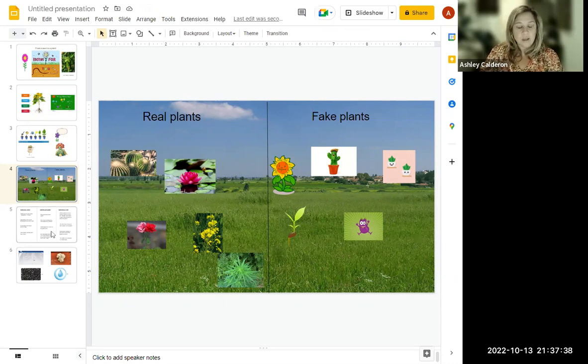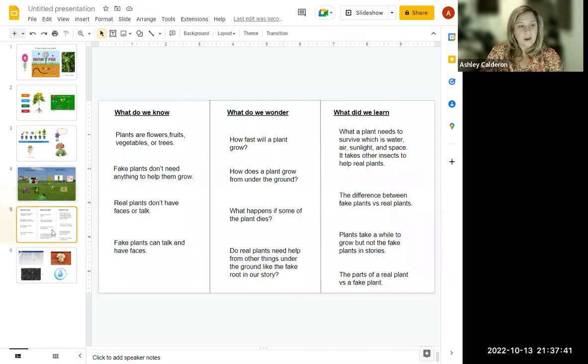Okay, so we are going to do a KWL chart, right? We're going to think about what do we already know, what do we wonder, and what do we want to learn. So these are examples of what we know, or we need to figure out what we know. And on this chart, we're going to put our ideas. Okay, so take time to think about what you already know about real plants and fake plants. Okay, what do you wonder and what did you learn?